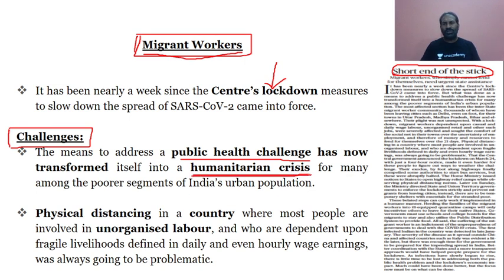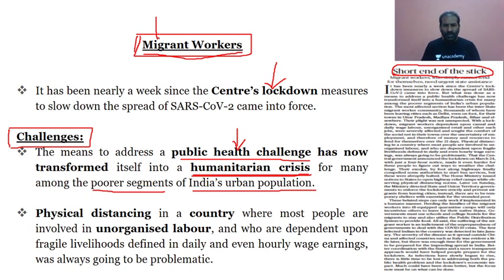So this is very important from an analytical point of view for prelims, and also for mains, wherein you can link it with the national lockdown or the pandemic. COVID-19 has emerged as a humanitarian crisis. Yes, no doubt it is a humanitarian crisis, but the way we were trying to contain or come out of the health crisis has resulted in the humanitarian crisis. For many, this has affected mostly the poor segments of India's urban population. Look at it, because many of the Indian urban population constitute the migrant workers. That is why it is a humanitarian crisis for the poor segments of India's urban population.